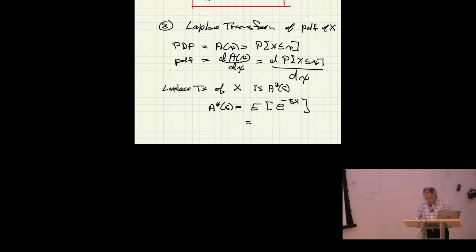Which, if you want the definition again, is an integral from minus infinity to infinity of e to the minus sx, f a of x, little a of x, the density. And s, of course, is the complex variable. We saw this earlier in our definition of a Laplace transform.